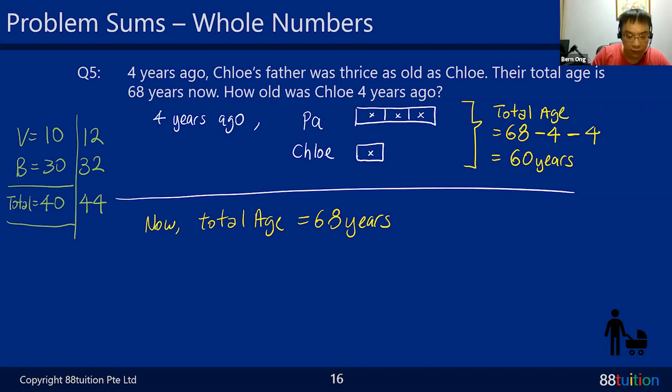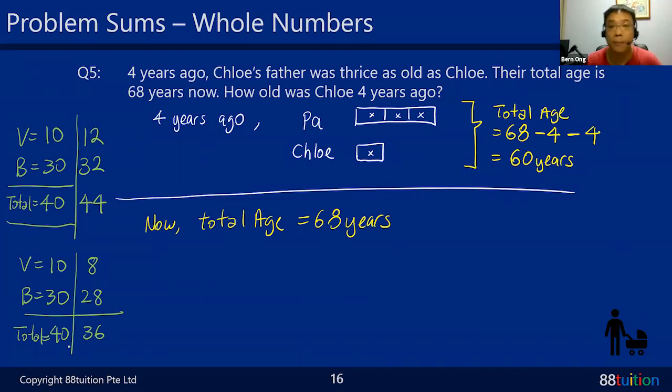So what happens now is, Victoria, you are 10 years old, and Bern, I'm 30 years old. 2 years ago, how old are you? 2 years ago, you are 8 years old. 2 years ago, I am 28 years old. Correct or not? So what's the total? Now is 40. 2 years ago, what's our total? Our total is 36 years old. Can you see or not?